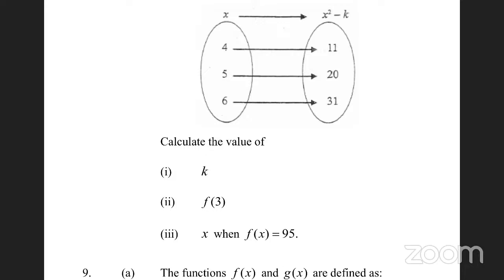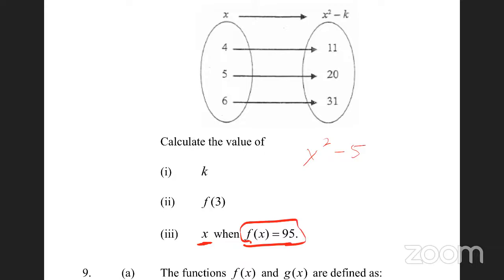This question is supposed to be easier than the others. It's just the way they word it. They want the value of x when the function is 95. What is the function? The function is x squared minus 5. So don't get confused. Just write down what you know.